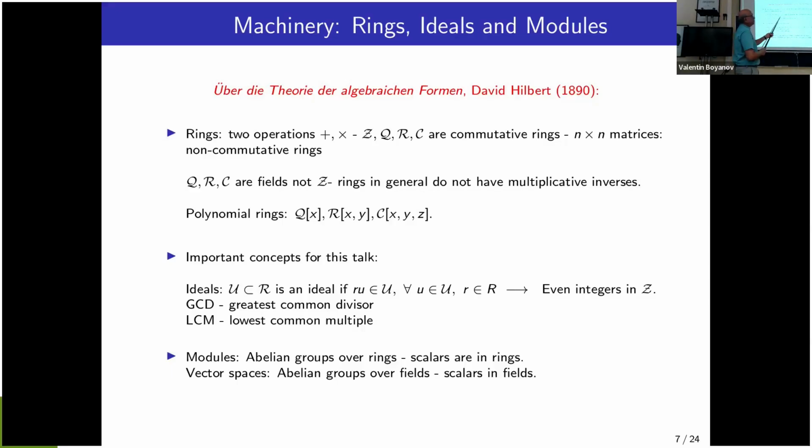Q, R, C are fields. That means there are multiplicative inverses inside them, except for 0. And these are fields, but not Z, the integers. That's not a field because 2 doesn't have an inverse. A half does not belong to Z. Okay. So these do not have multiplicative inverses. So Z is not a field, but these three are fields.